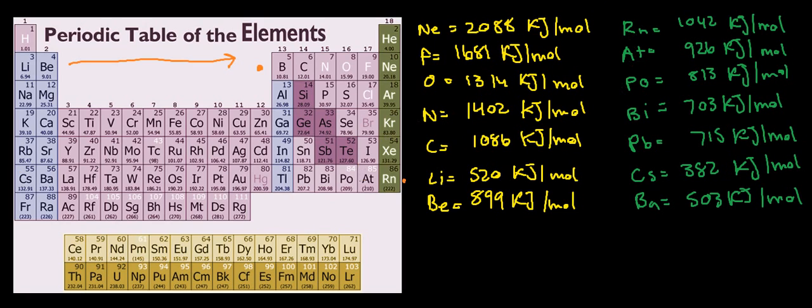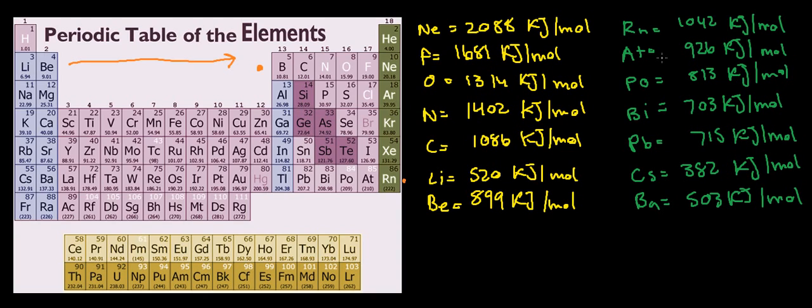If I go from right to left as I did before, I'm going to notice the same sort of trend. As I go from right to left, it decreases, or if I think of it from cesium to radon, it's increasing. Cesium has 382 kilojoules per mole, barium 503. It increases. Lead is 715, polonium is 813, and this element that I'm not sure what it's called is 926, and then radon is 1042.